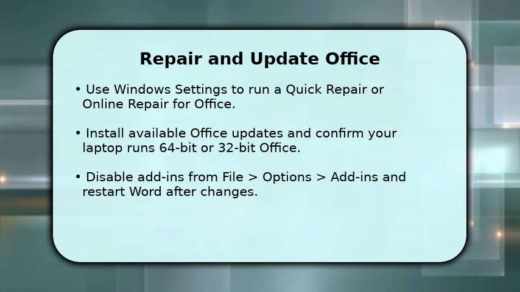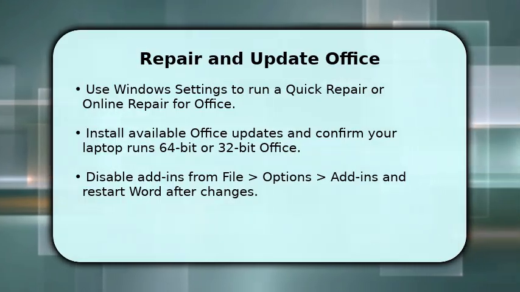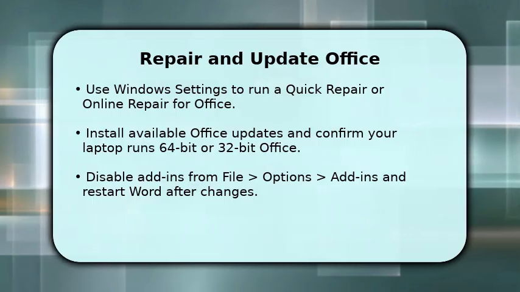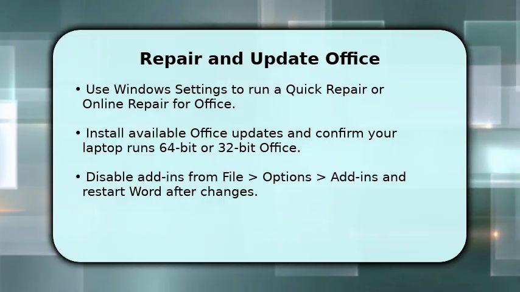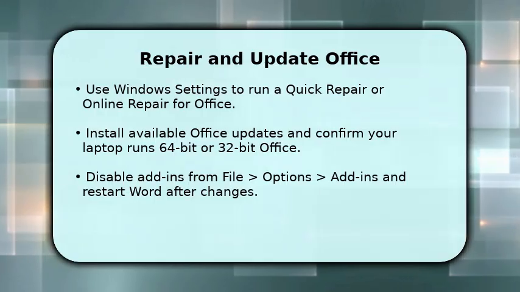Open Windows settings and navigate to apps to find Microsoft Office. Choose Modify and select Quick Repair first, then Online Repair if the issue persists. Confirm whether your Office installation is 64-bit or 32-bit in Account About Word. Install pending Office updates from Account Update options to apply fixes and security patches.